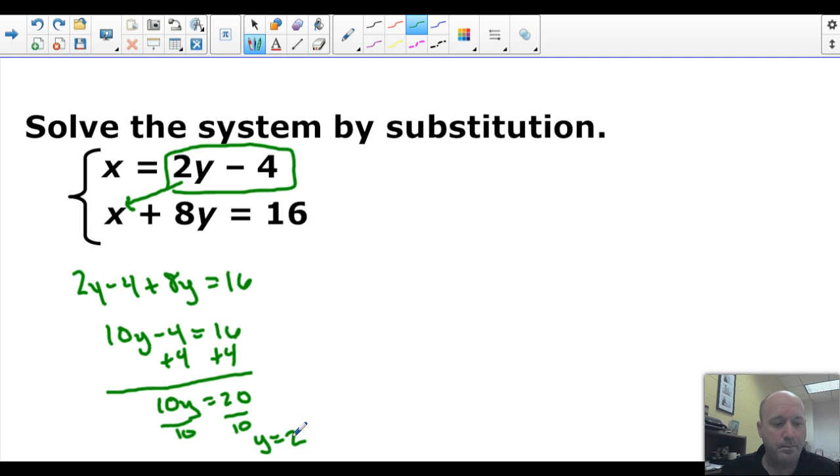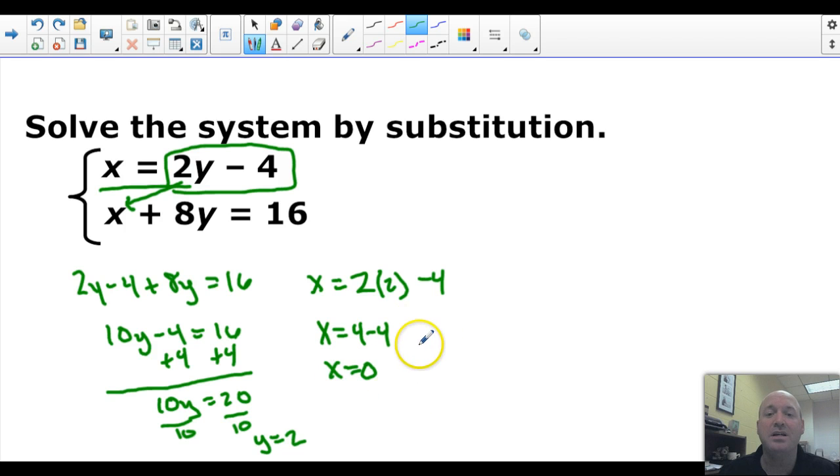So now, step 2 is plug in. We're going to substitute this back into the equation where x was by itself, because that's going to give us x. So x equals 2 times y minus 4, and y is 2, so 2 times 2 minus 4. I'm using this equation and substituting that y for it. I get x equals 4 minus 4. So in this case, x equals 0. And that's okay, people. x can be 0.